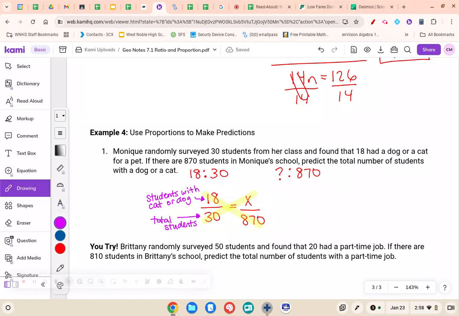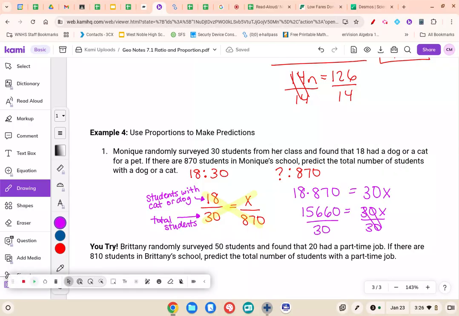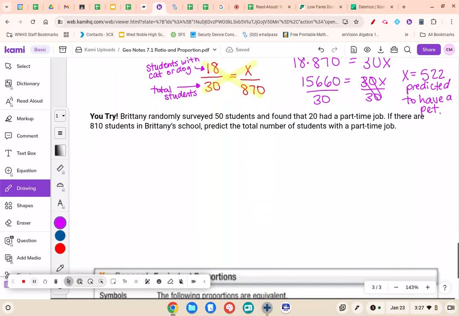So now we're going to cross multiply to solve. I get 18 times 870 equals 30 times x. I went ahead and finished solving, and I get 522 people. This is the amount that is predicted to have a pet. Okay, you guys go ahead and try the you-try.